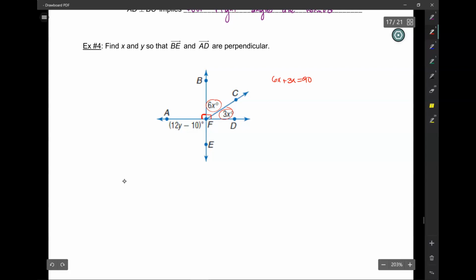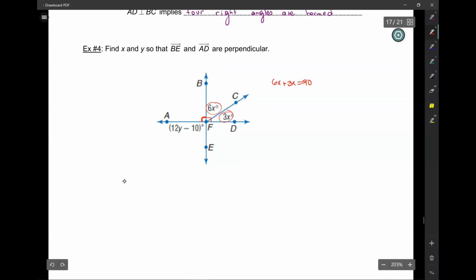Yes, Clara? So you want the lines to be perpendicular? That means this would be a 90-degree angle. And then how about 12y minus 10? Would it be 90? This one, 12y minus 10? Oh yeah, it would be 90. That would also be 90.